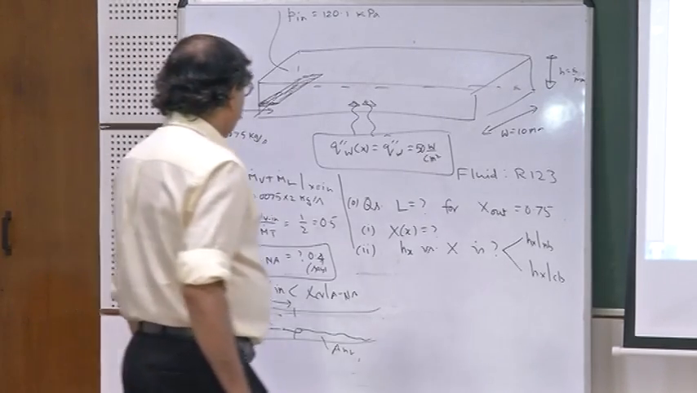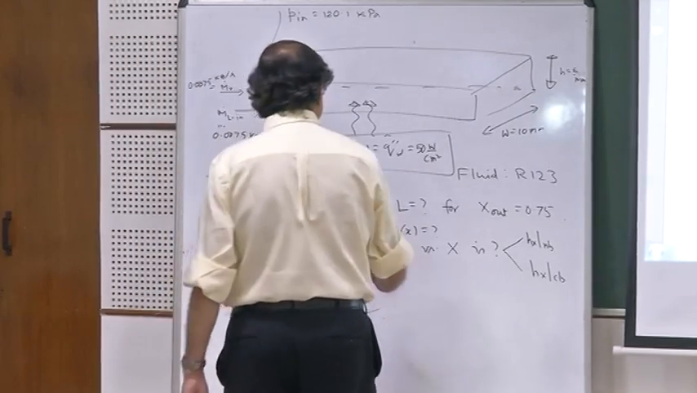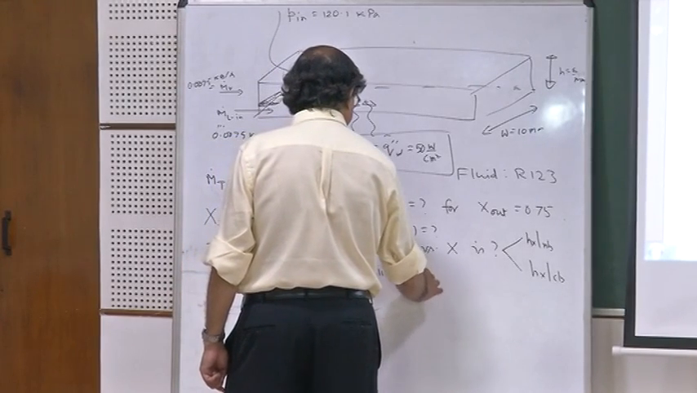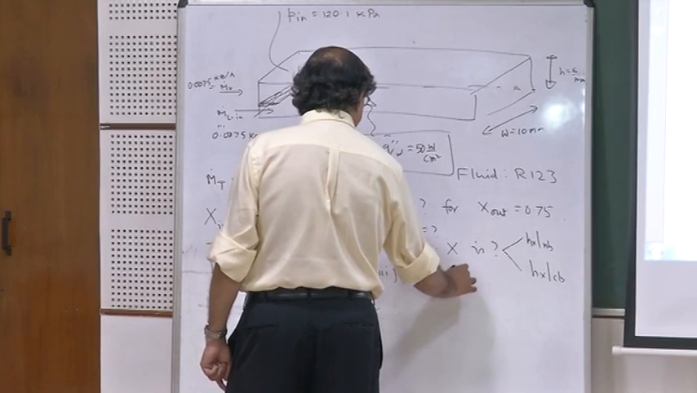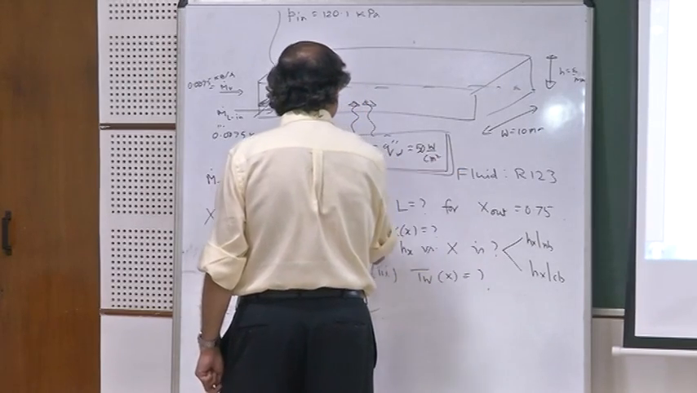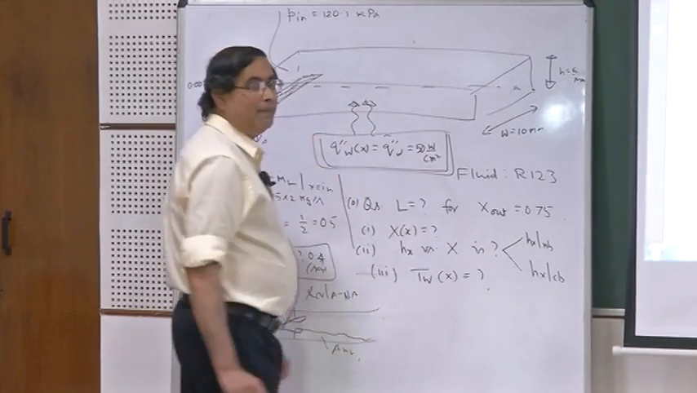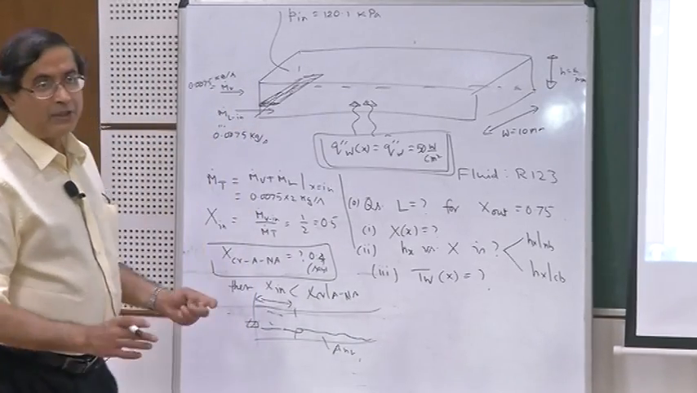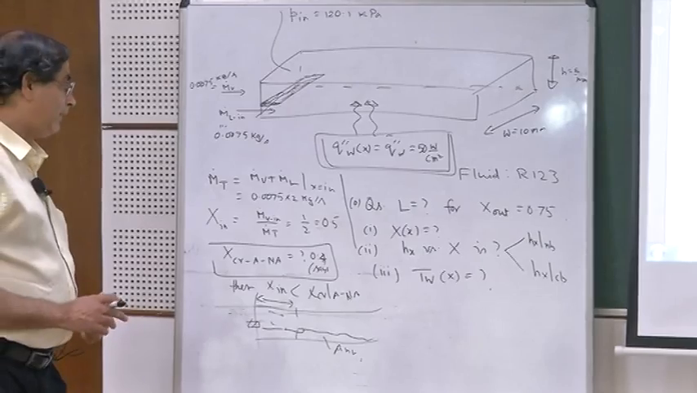So the third question was, if we knew that, what is T wall of X? If we already knew the heat flux, then there is nothing to find out about heat flux, where we may have to find out h(x) and delta T.